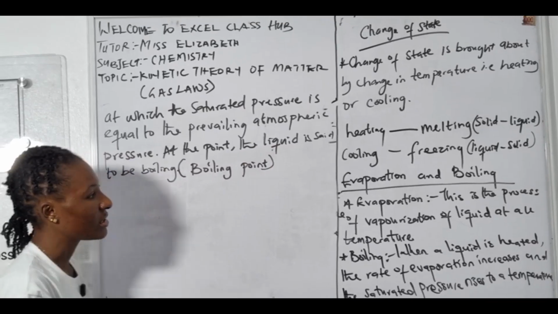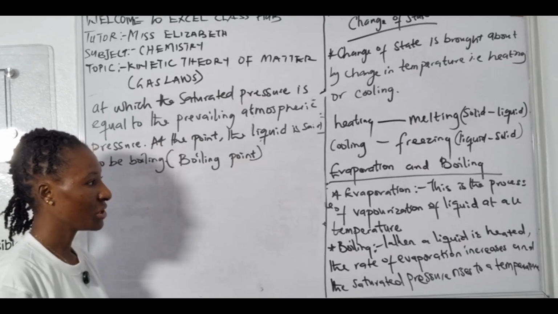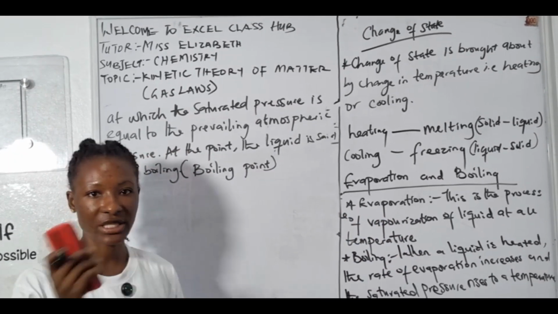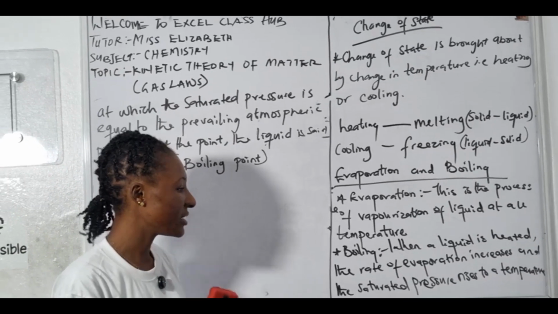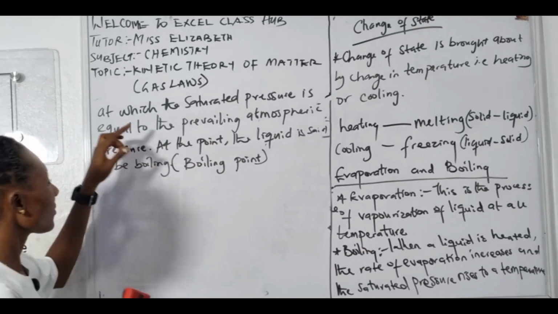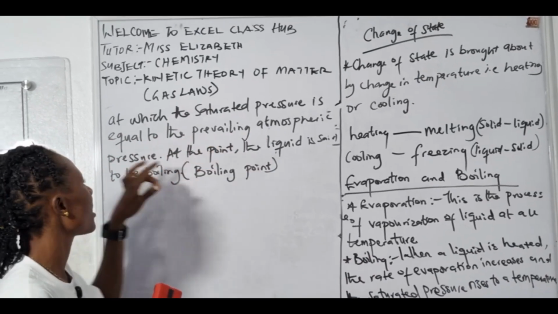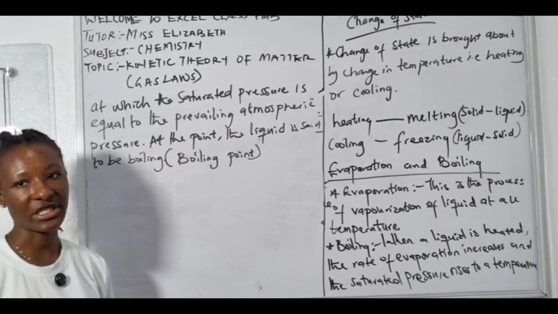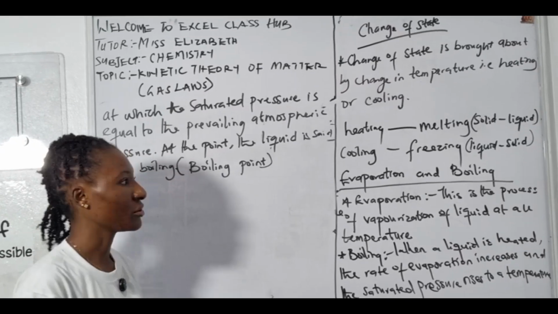So from the definition of the two terms, we can extract the differences between evaporation and boiling. Evaporation is the process of vaporization of liquid at all temperatures. While boiling, when a liquid is heated, the rate of evaporation increases and the saturated pressure rises to a temperature at which it is equal to the prevailing atmospheric pressure. At that point, the liquid is said to be boiling, which is the boiling point. So what are the differences between boiling and evaporation?